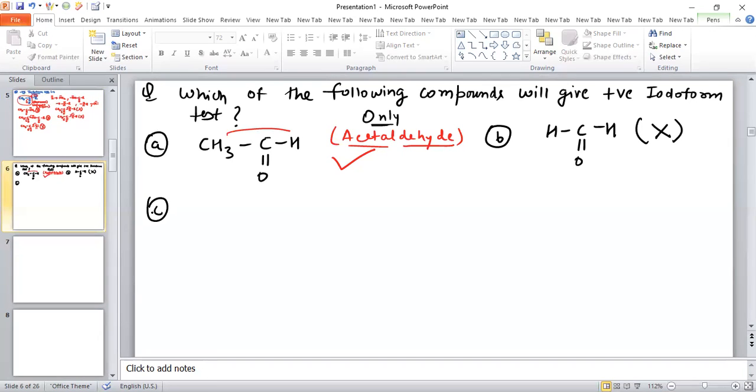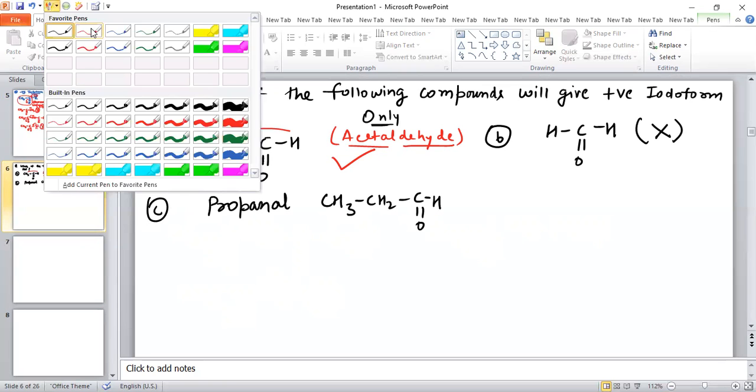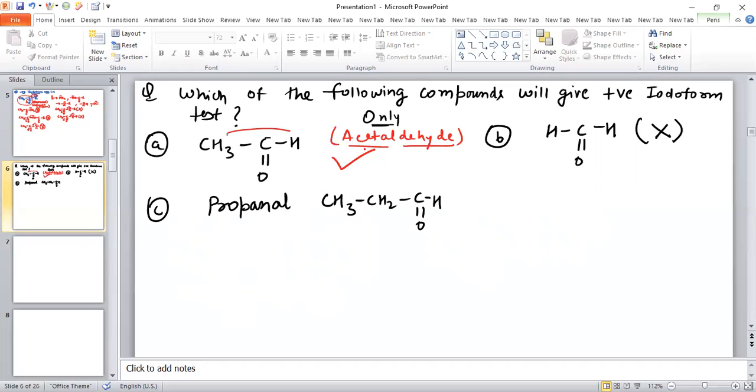Now see the next compound. The next compound is propanal. Again, propanal is basically CH3 CH2 C double bond O and H. We know this is also an aldehyde, and in aldehydes only and only acetaldehyde will give a positive iodoform test. So this will not give a positive iodoform test. It means a negative test is given by propanal.